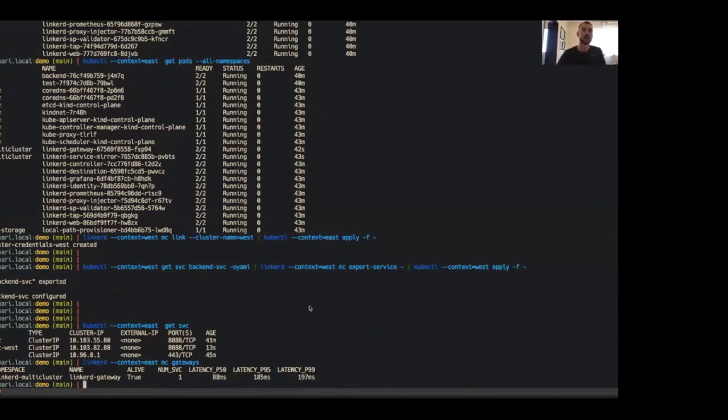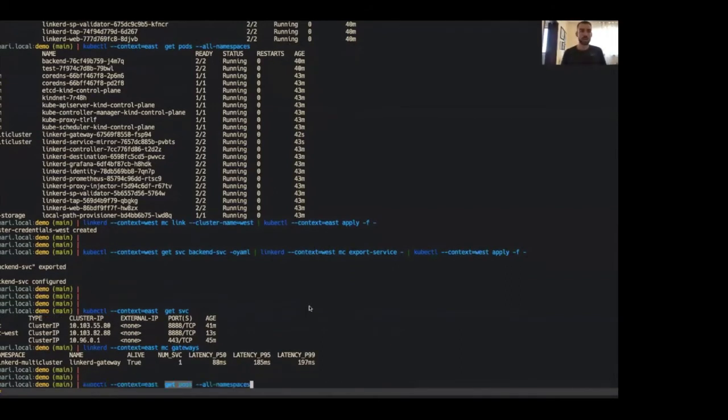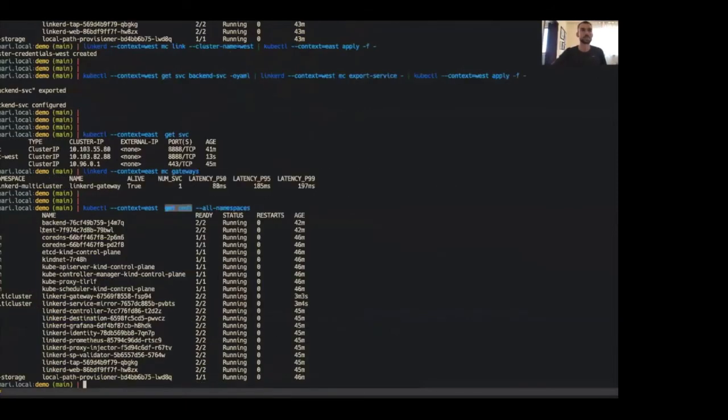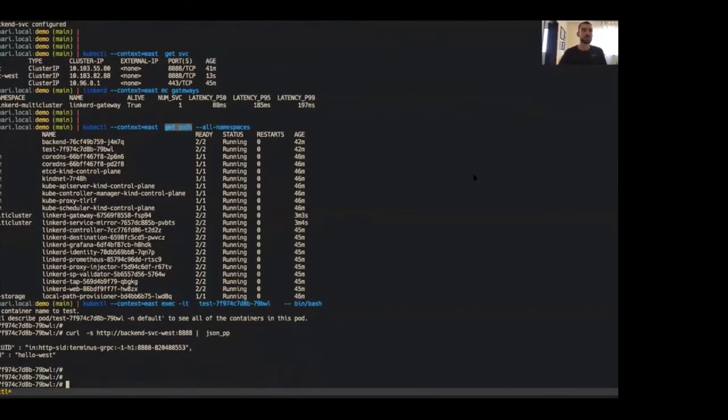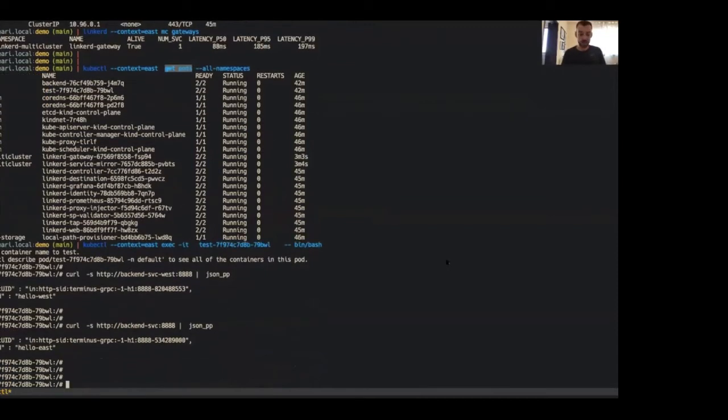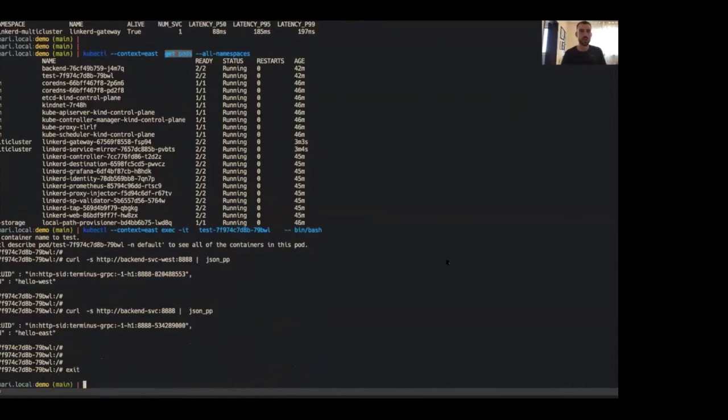So what can we do now? Well, we can use our pod here and in fact hit both services. So we have a response from cluster west, and we have a response from cluster east as well, which is local.